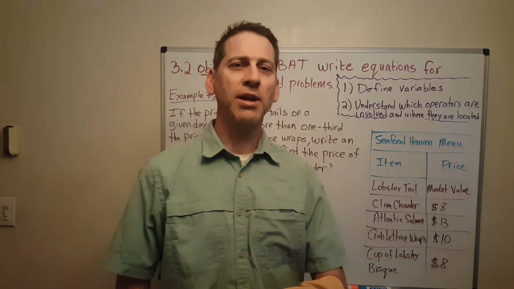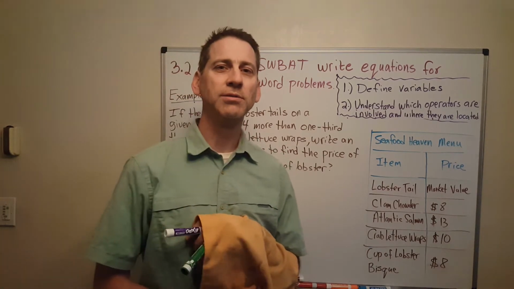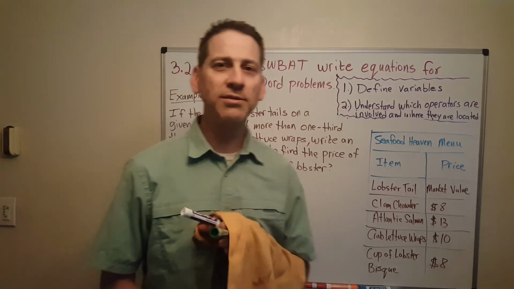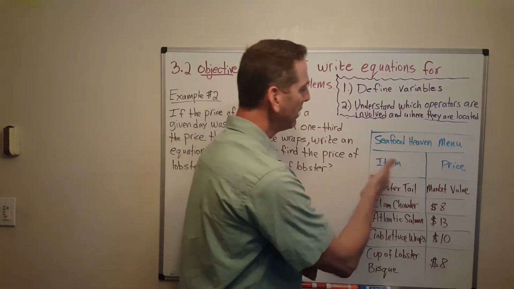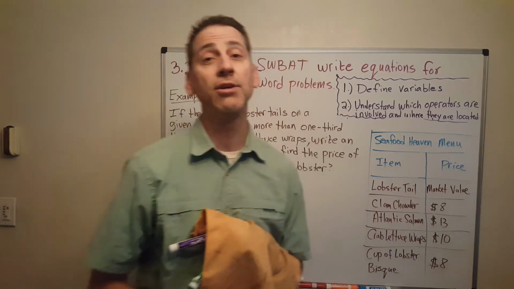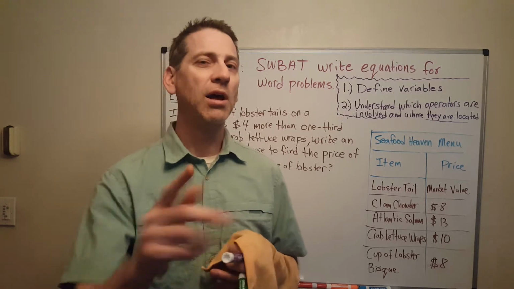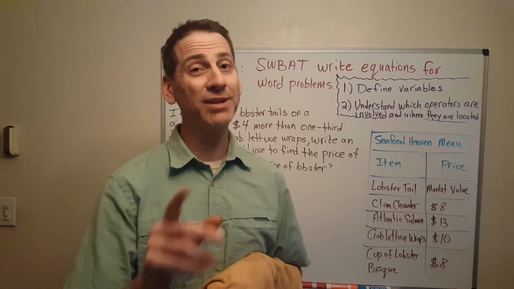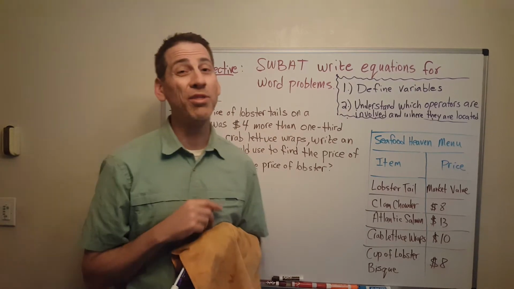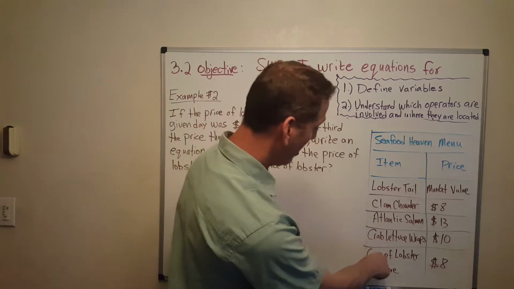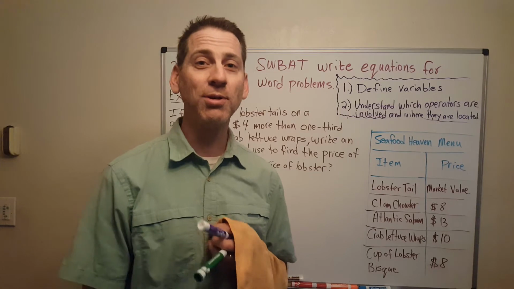Well, hello there. Can I take your order? You have a question? What's your question? How much is the lobster tail? That's a very good question. As you can see on our menu, it's listed as the market value. That means that the price fluctuates. It's always changing. And so, I'll tell you what, today we have a special deal. The lobster is $4 more than 1/3 the price of our crab lettuce wraps. Right? Did that answer your question?